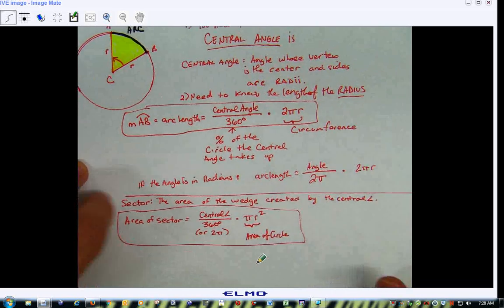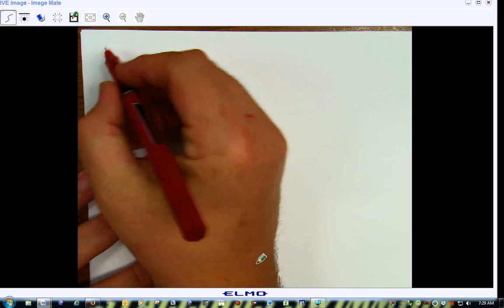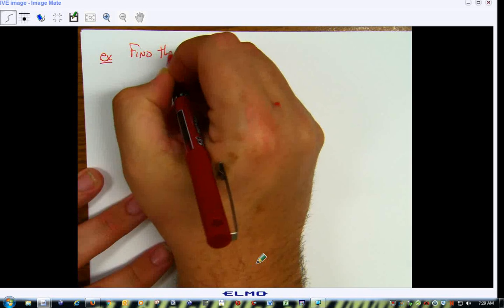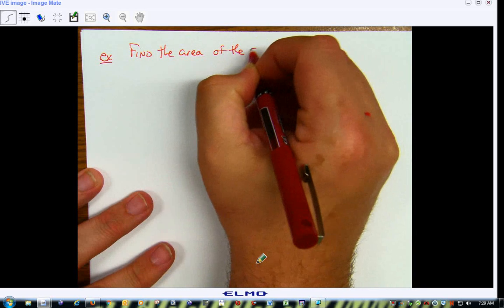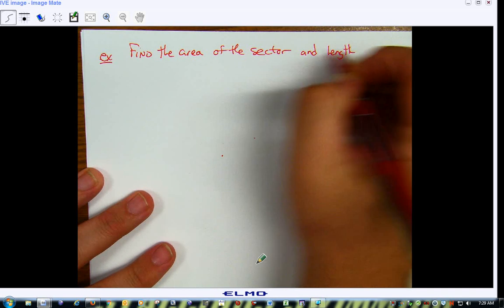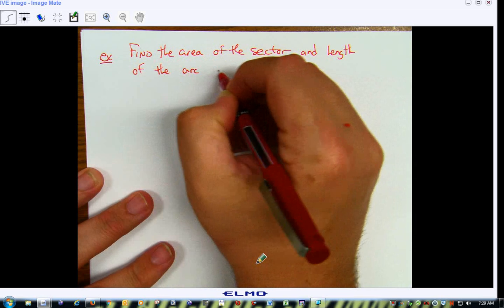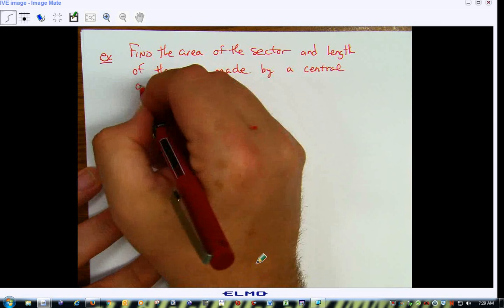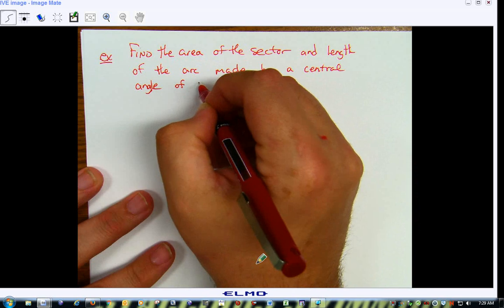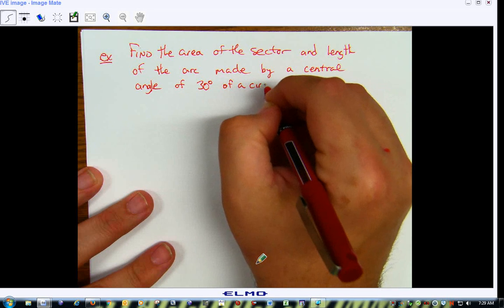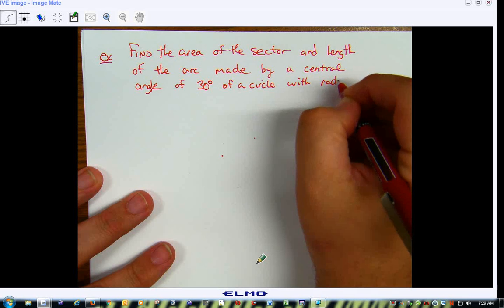Alright, here's the example. Find the area of the sector and length of the arc made by a central angle of, let's just say, 30 degrees of a circle with a radius equal to 4 centimeters.